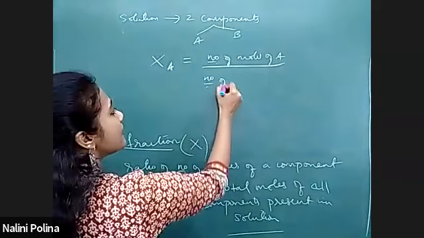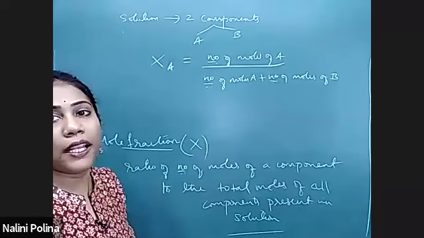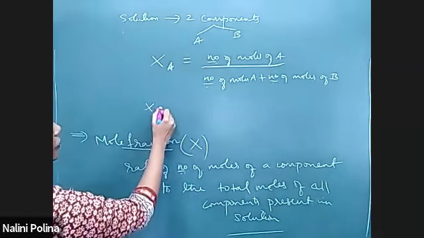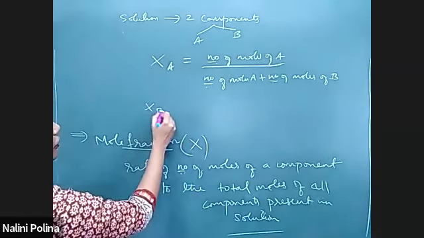Yes or no? According to the definition, I can write the formula to find the mole fraction of A. If you want to find out the mole fraction of B, then what is the formula? It is number of moles of B divided by number of moles of A plus number of moles of B. This is what we call mole fraction.